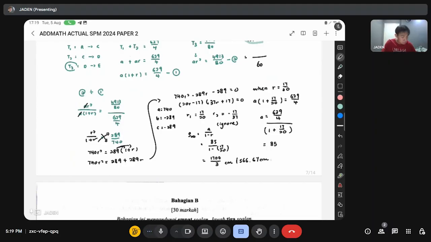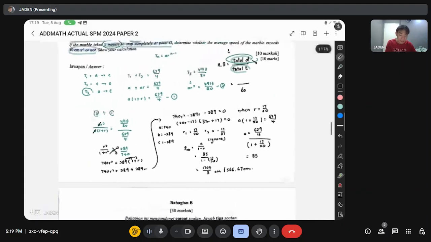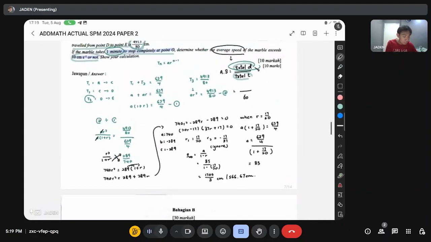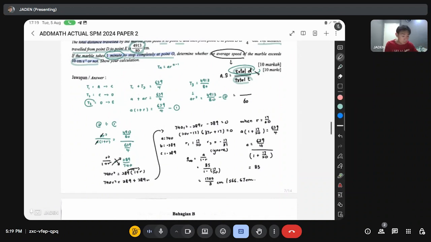So if we want to answer the question, average speed, we have to get back to the formula: total distance divided by total time. So I'm going to write it down here. Total distance is 1700 over 3 divided by total time. Now, total time they give us is 1 minute, 1 minute to stop completely at point O. But if you notice, they are asking you in terms of cm per second. You want to convert this minute into seconds, because that is also what you did in your maths. You want to make sure that the units are the same before you make any operation or calculation. So 1 minute, if you convert to seconds, is 60 seconds.